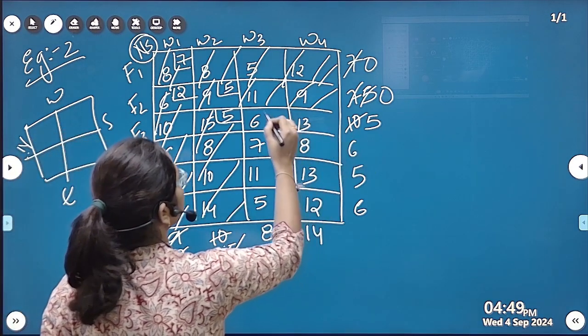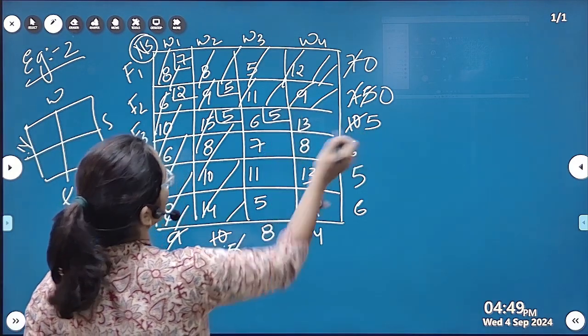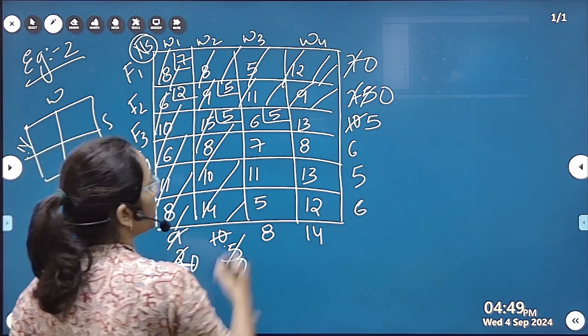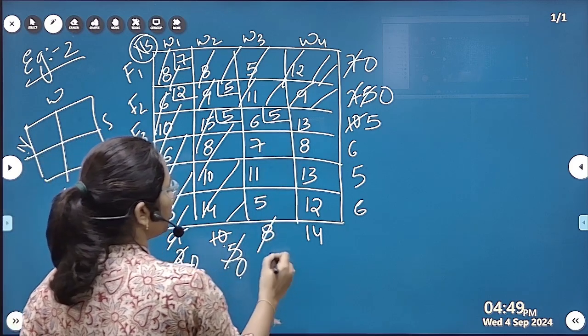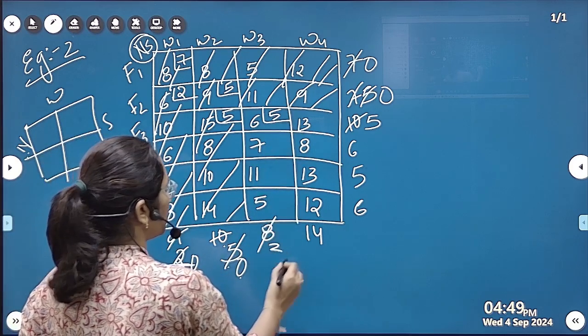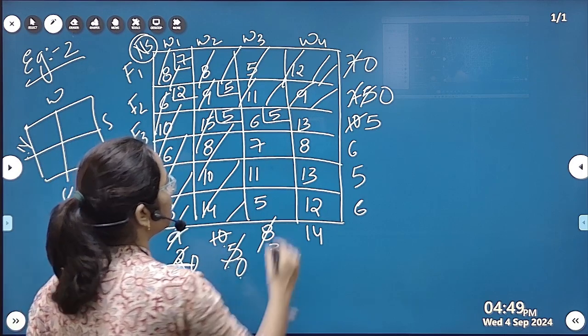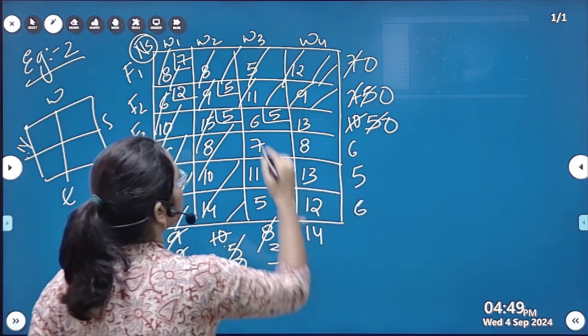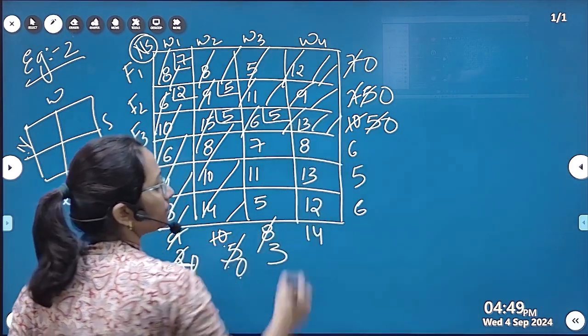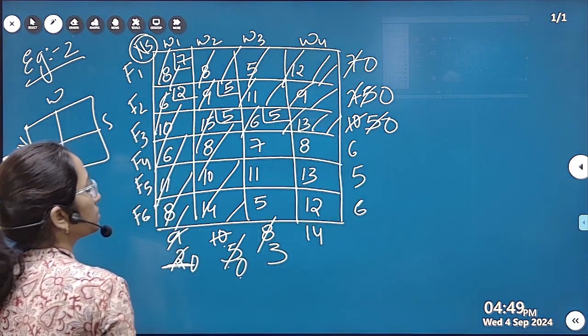So next one, there are still 5 more units in F3. So take those 5 units and reduce it from 8. So how many remaining units will there be? 3. So now it became 0. So scratch it down.